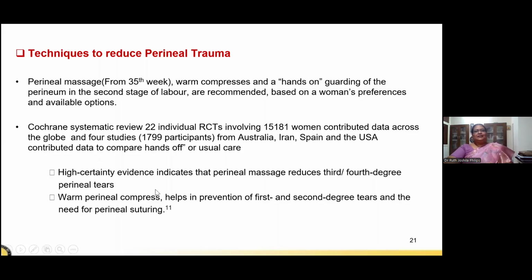So high certainty evidence indicates that perineal massage reduces not just first and second, but third and fourth degree perineal tears as well. And warm compress helps in prevention of first and second degree tears in the women. And also it reduces the need for perineal suturing.